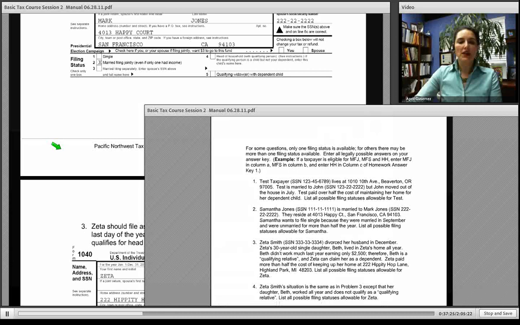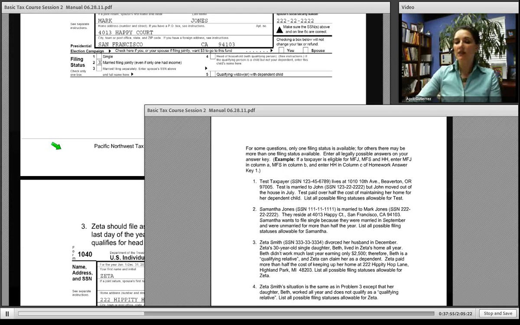The next problem involves the tax filer Zetta Smith. She divorced her husband in December. Zetta's 30-year-old single daughter, Beth, lived in Zetta's home all year. Beth didn't work much last year and earned only $2,500. Therefore, Beth is a qualifying relative, and Zetta can claim her as a dependent. Zetta paid more than half the cost of keeping up her home at 222 Hippity Hop Lane in Highland Park, Michigan. List all possible filing statuses for Zetta.